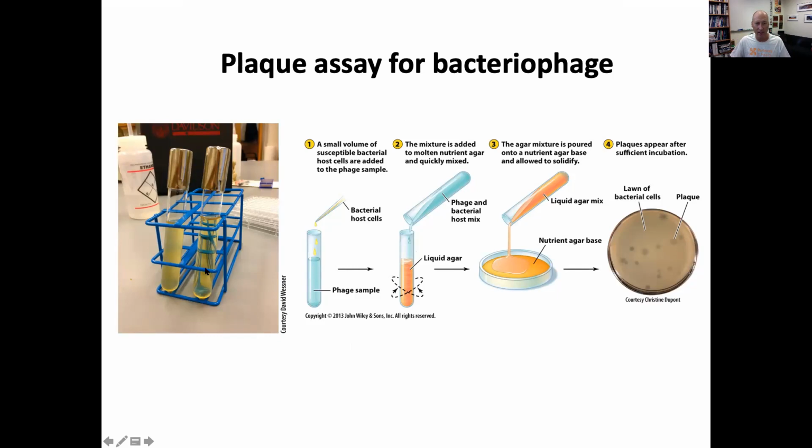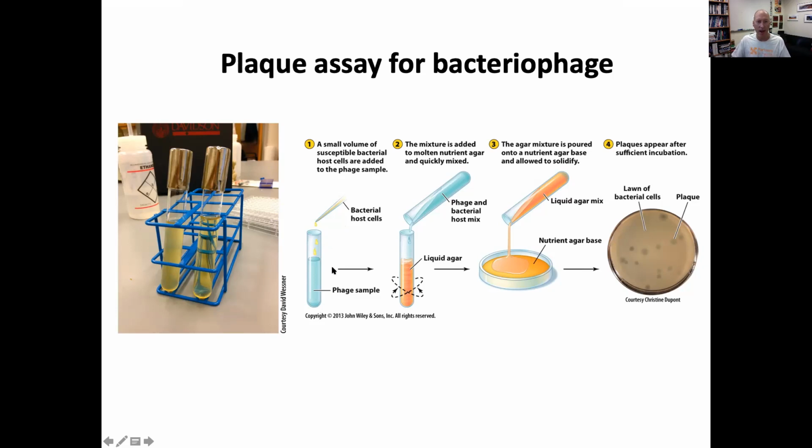And then this is actually some melted agar. It's a low concentration of agar. So it's actually going to be used as an agar overlay for this. So what we are going to do is we're going to have our phage sample here. This shows a large amount, it could be a small amount, whatever, doesn't matter. You just have to know how much of it is there. And then you're adding the bacterial host cells that the phage is going to bind to and attack, right?